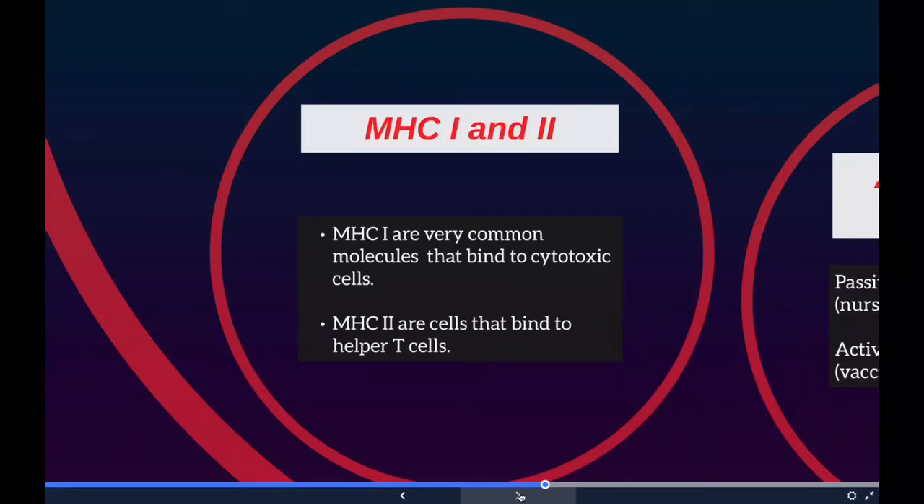MHC1 are very common molecules that bind to cytotoxic cells. MHC2 are molecules that bind to helper T cells. MHC2 molecules are found on macrophages, B cells, and activated T cells. MHC1 molecules, on the other hand, are found on almost every body cell.